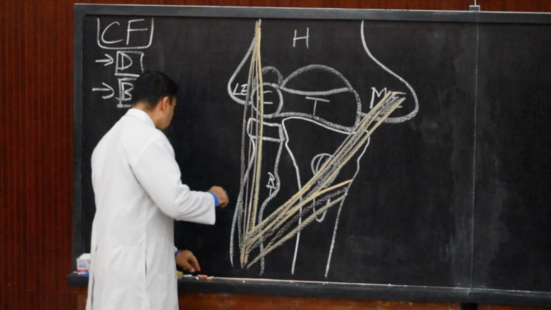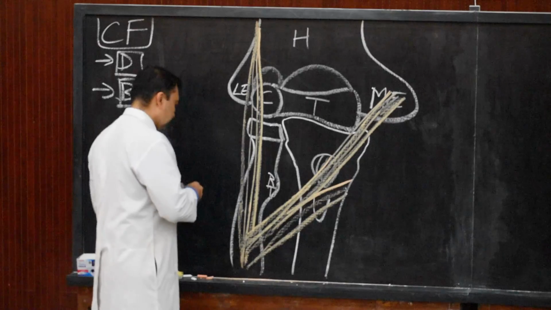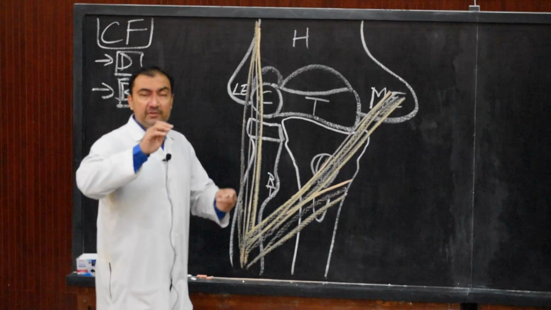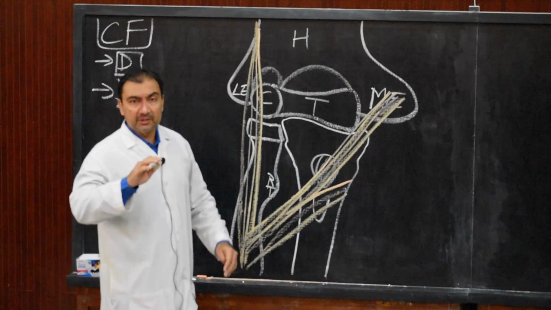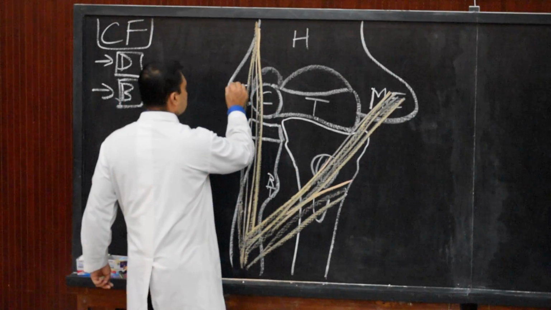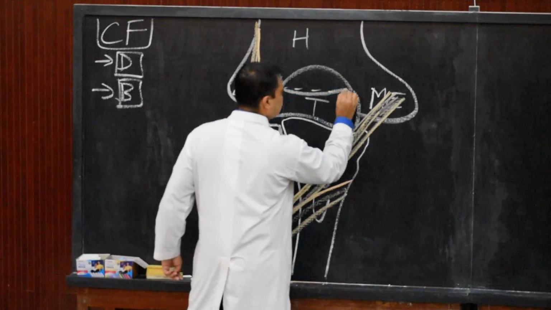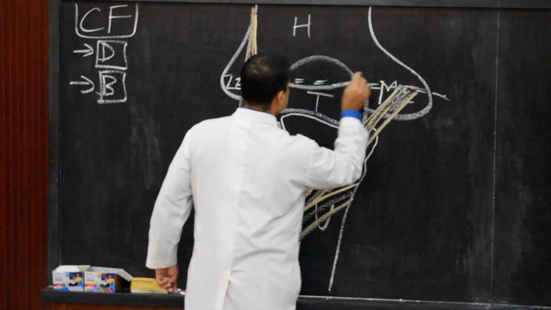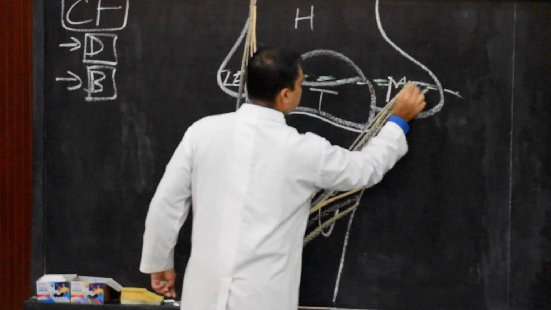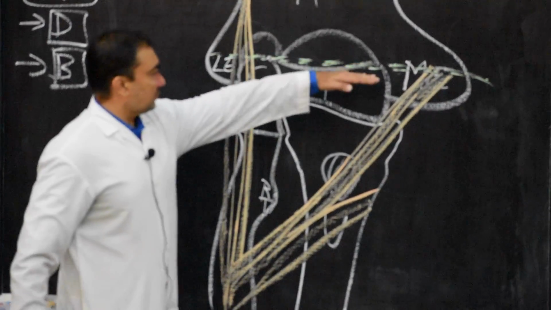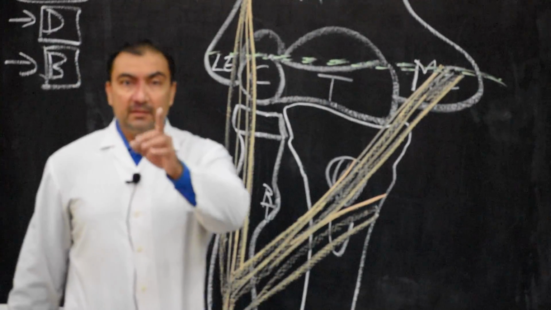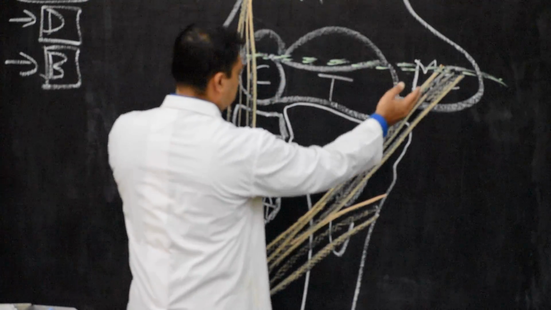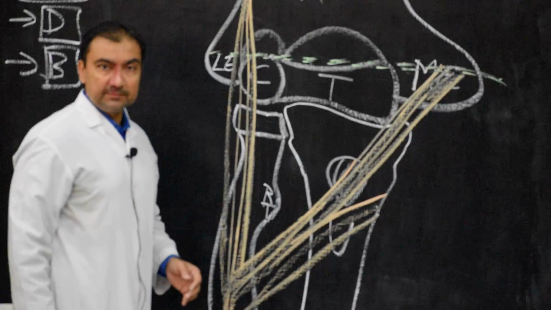What about the base? The base will be formed by, if you consider this green line, an imaginary line joining the two epicondyles of the humerus, medial and lateral epicondyle of humerus. So this will serve as imaginary line, and this will be the base of cubital fossa. So therefore this triangle of the cubital region, cubital fossa.